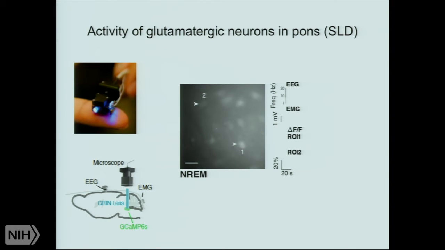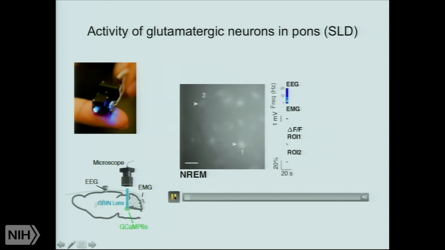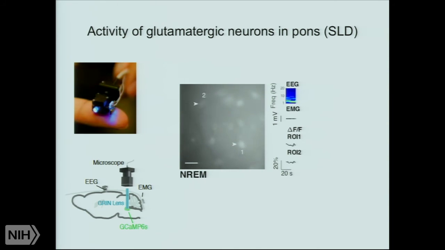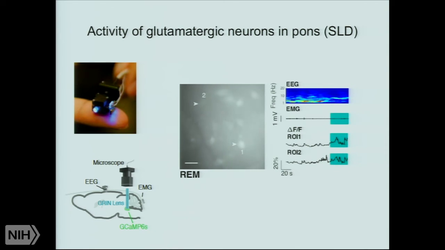So here's a video showing the glutamatergic neurons in or around the SLD region. We're looking at calcium because we're expressing GCaMP6 in the SLD glutamatergic neurons. This mouse was moving around in his cage, and he can sleep or wake whenever he wants. This is the EEG. Right now, he's in non-REM sleep, and you can see some flickering, especially if you look at these neurons, a little bit of flickering during non-REM. But then soon he got into REM, because of this theta, and you see that the whole field lights up, and these neurons generally have much higher activity.